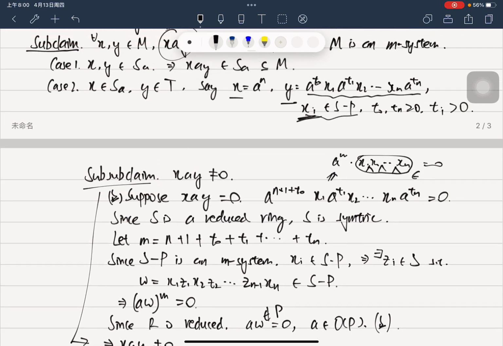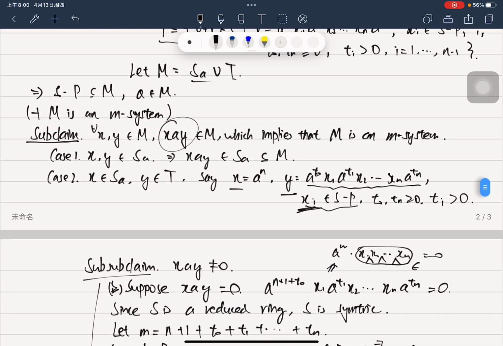And case 3 is that both X and Y are contained in the subset T, or X is in T but Y is in S_A, sorry. The case can be done by case 2.